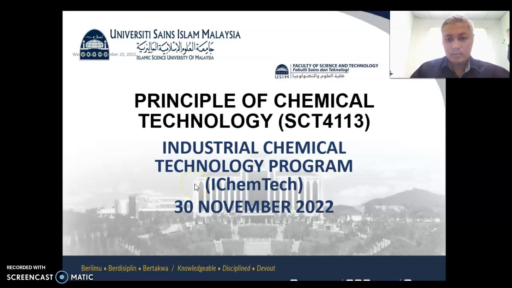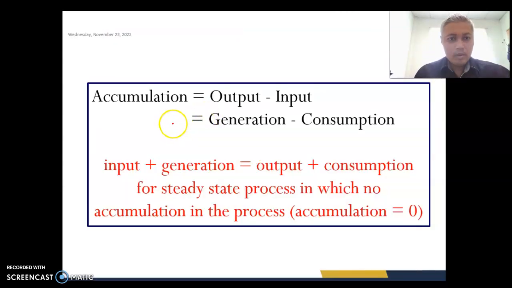Okay, so let's proceed to the slide. Previously we have learned that accumulation is equal to output minus input and generation minus consumption, and that if there is no accumulation, that means input minus output equals generation minus consumption, or in other words, this process we call a steady state process.